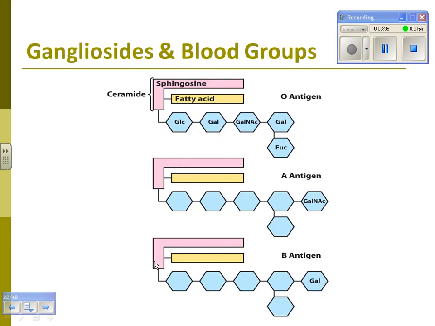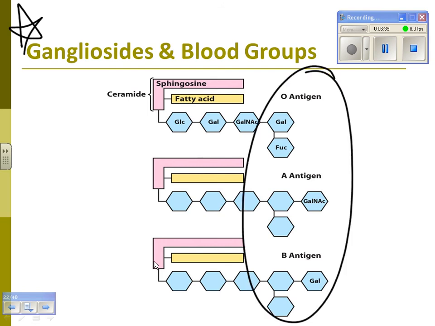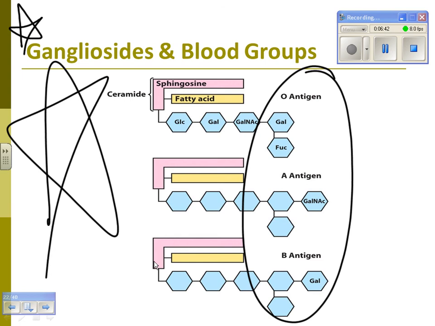So gangliosides, make sure to look up an old test, how he asks about this. These 3 antigens come up on every test, so definitely look into how he's going to ask and what it looks like in test question format.